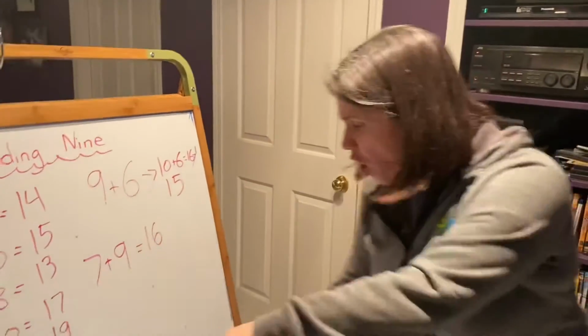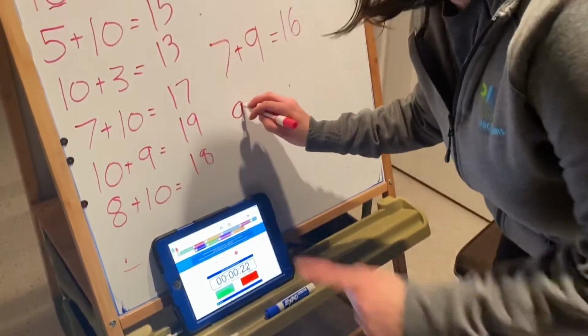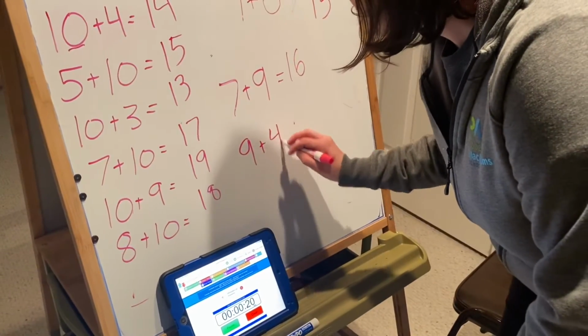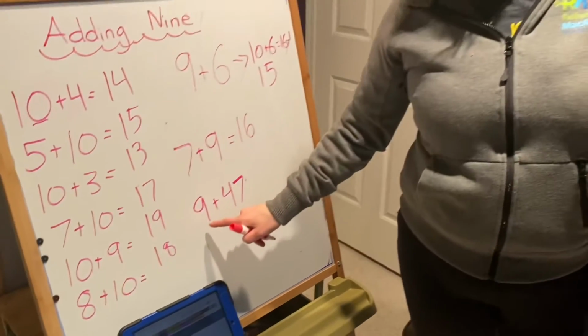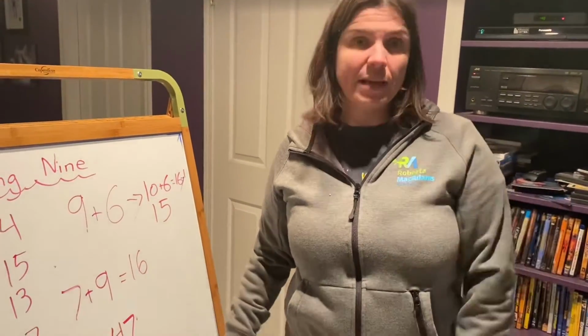Let's try one more. Oh, look at that, I still have 25 seconds on the timer. Are you kidding me? Okay, let's try it with a larger number, 9 plus 47. Well, 10 plus 47 would be 57. 1 less would be 56.